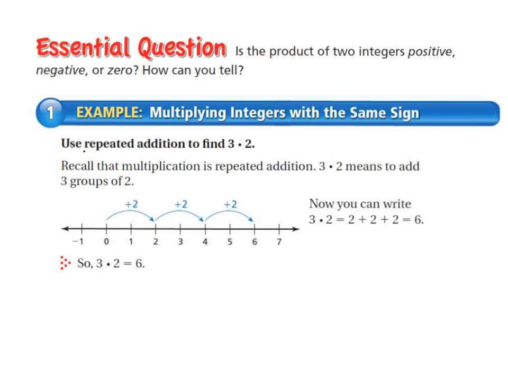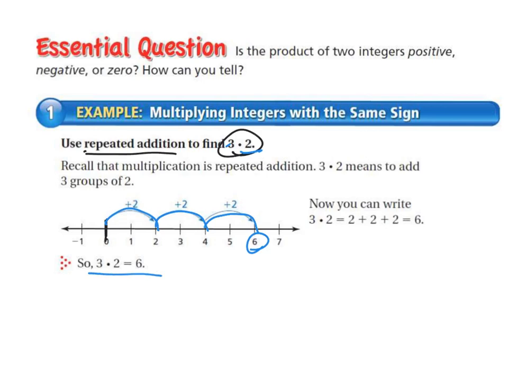It's basically repeated addition. So we're going to do 3 times 2. We're going to start at 0 like we always do, and we're going to jump 2, 3 times. So we're going to go 1 time, 2 times, 3 times. We end up on 6. 3 times 2 is 6.